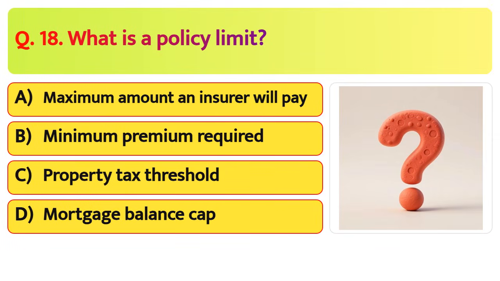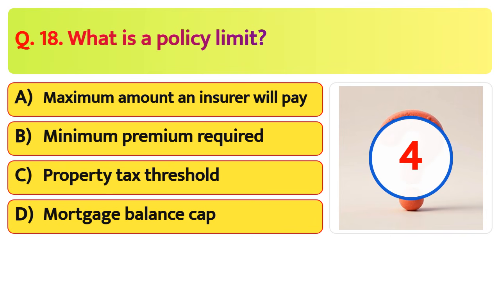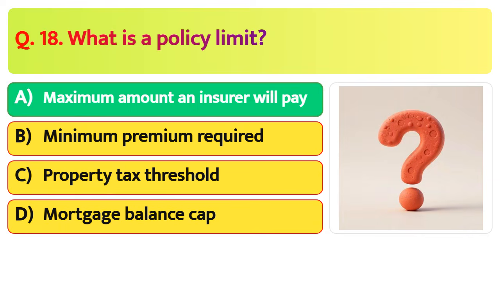Question 18. What is a policy limit? Option A. Maximum amount an insurer will pay. Option B. Minimum premium required. Option C. Property tax threshold. Option D. Mortgage balance cap. Correct option is maximum amount an insurer will pay.